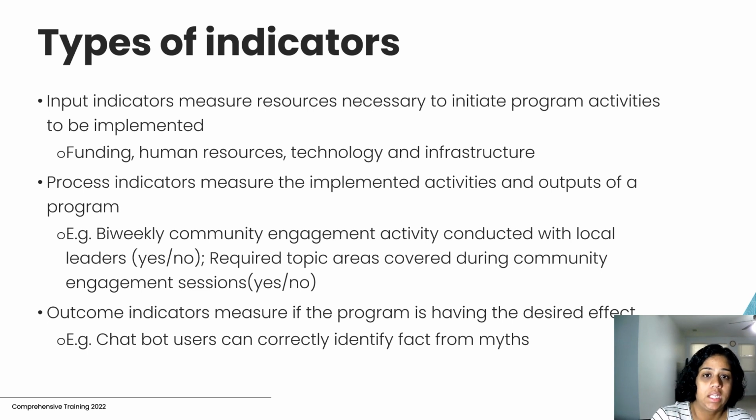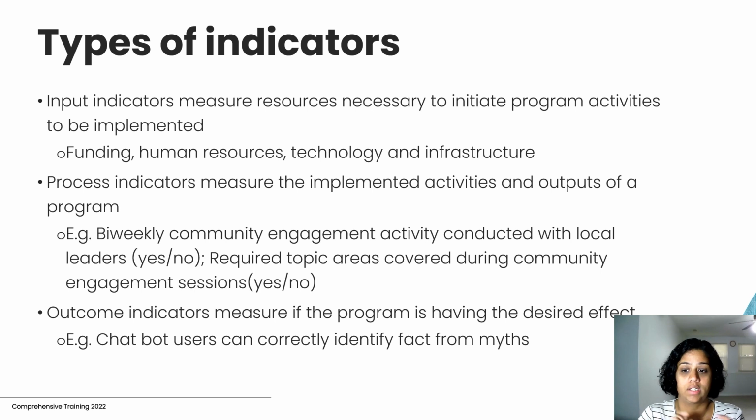The key in developing any kind of indicators is that they should be SMART. You may have seen this before, and the acronym stands for specific, measurable, achievable, relevant, and time-bound. So they should be specific to the things that you're planning to measure. They should be measurable, in terms of you should be able to get the data that you really need to see how that indicator is working. They should be achievable. It should be realistic in what your program can actually achieve.